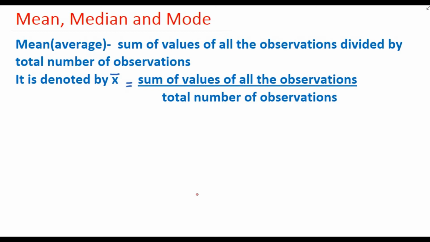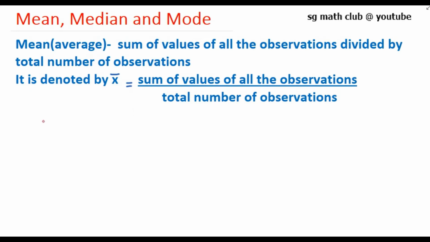We have already seen the three measures of central tendency: mean, median and mode. So today we will do some of the problems based on that. First is mean, and we know that mean is sum of values of all the observations divided by total number of observations. The other name for mean, arithmetic mean, is average. Mean is denoted by x bar. The formula is sum of values of all the observations divided by total number of observations.